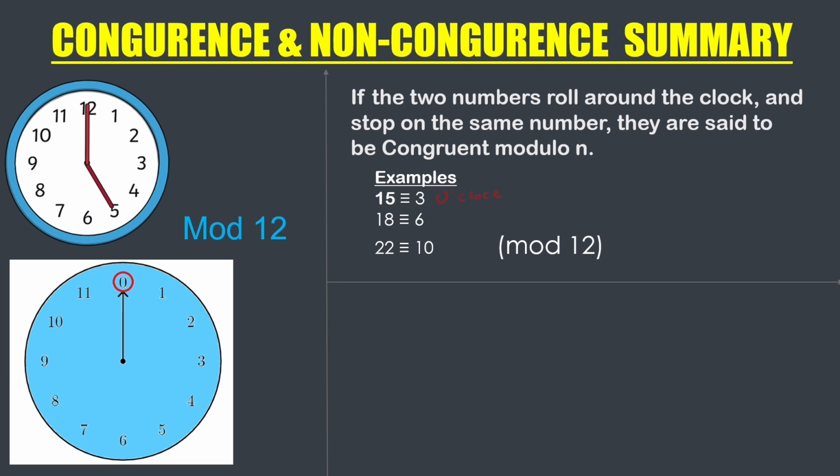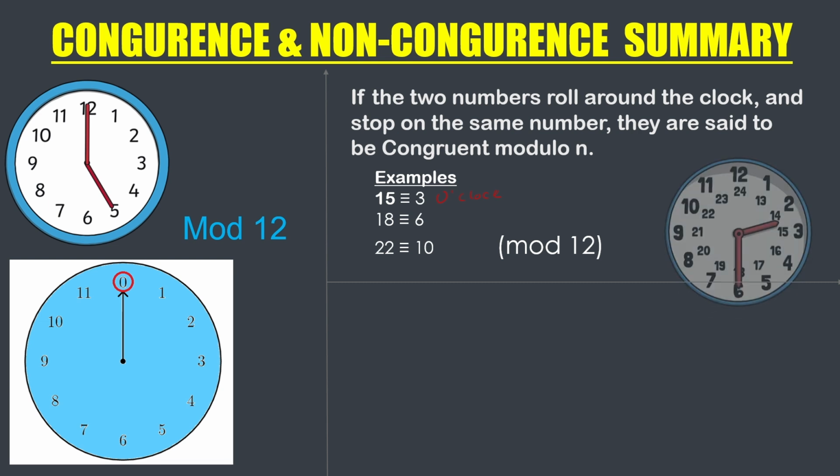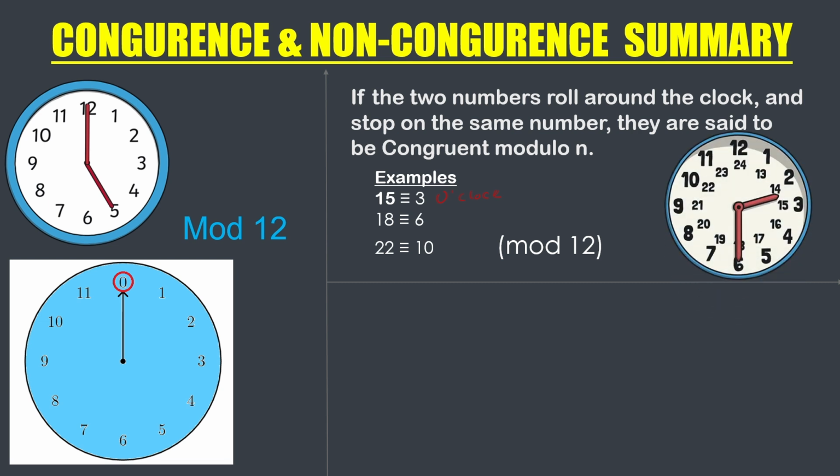So if they say 15 o'clock, using a 24-hour clock, 15 o'clock is 3 o'clock. 18 o'clock is 6 o'clock. 22 o'clock is 10 o'clock. You can use this to understand. 15 is congruent to 3, as you can see. 18 is congruent to 6, as you can see. And 22 is congruent to 10, as you can see.